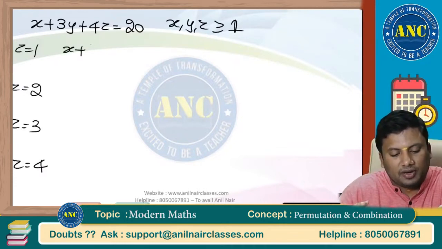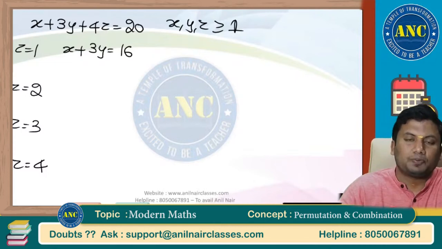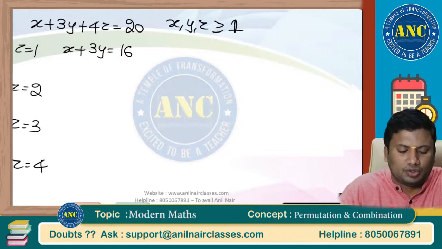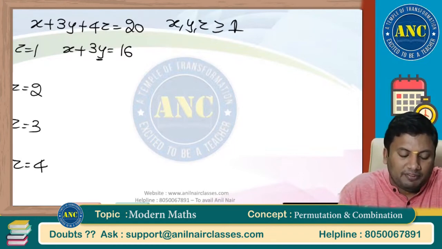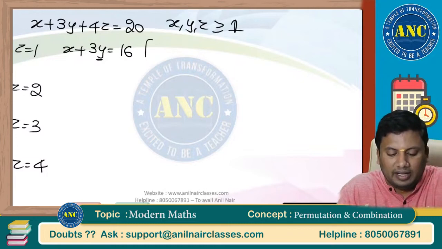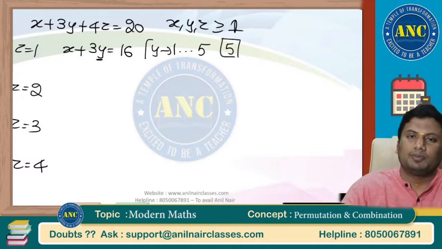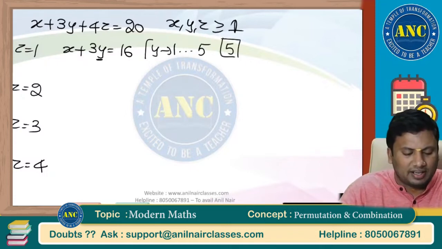z is 1, x plus 3y equals 16. Assume you forgot k by a into b. Think logically. If y is 6, x will be negative. So y can take from 1 to 5. How many values? 5 values. Are you all with me? For every value of y, there exists a value of x.